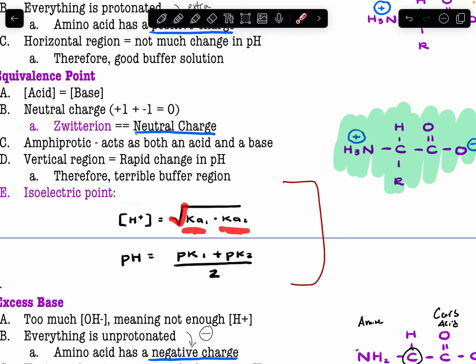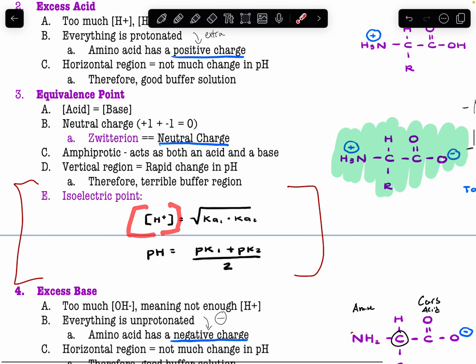However, if you want to be difficult and not do that, you can use your Ka's right here, times them together, square root, and what this is going to do is find your hydrogen concentration. And if you guys remember from the earlier math portions of this, once you find your hydrogen concentration, you just negative log the hydrogen concentration to find your overall pH, and that pH will equal your isoelectric point.